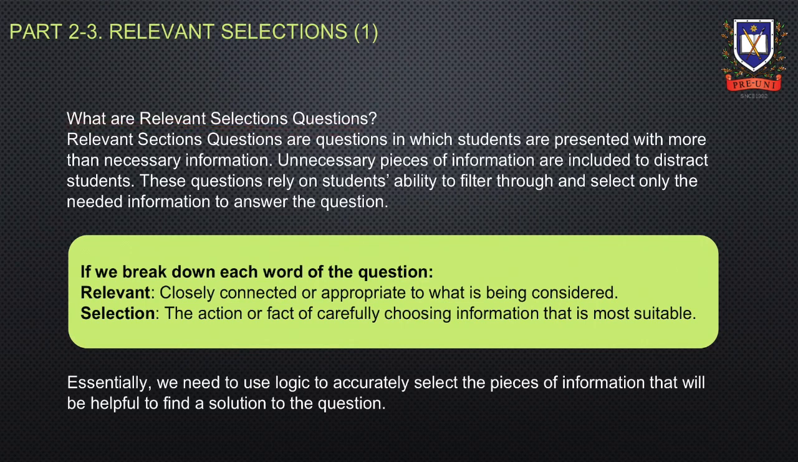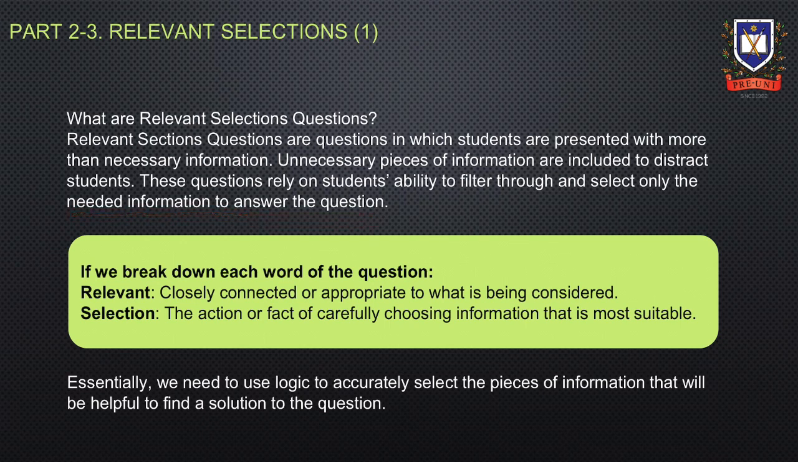Relevant section questions are questions in which students are presented with more than necessary information. Unnecessary pieces of information are included to distract students. These questions rely on students' ability to filter through and select only the needed information to answer the question.